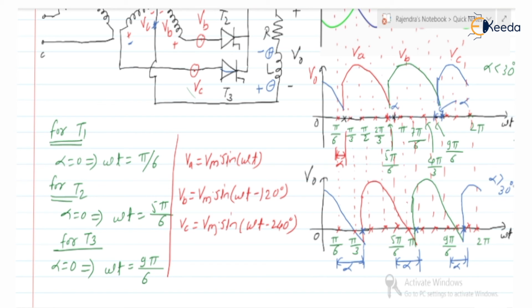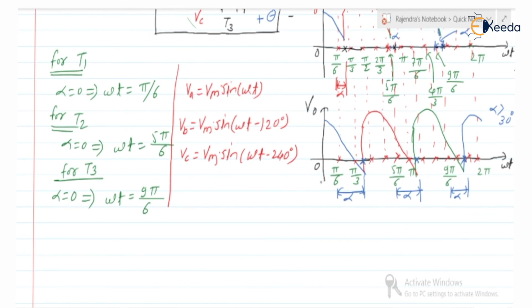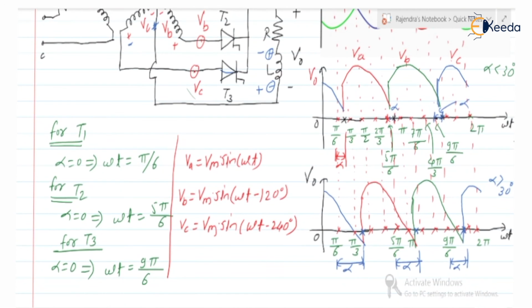Here please be careful. For alpha greater than 30 degree, we will have some negative pulse in the output voltage. It is similar to that of a single phase rectifier with RL load. If you check the single phase rectifier with RL load, the output voltage will be negative for some time interval. The same is happening here. Are you getting the point?